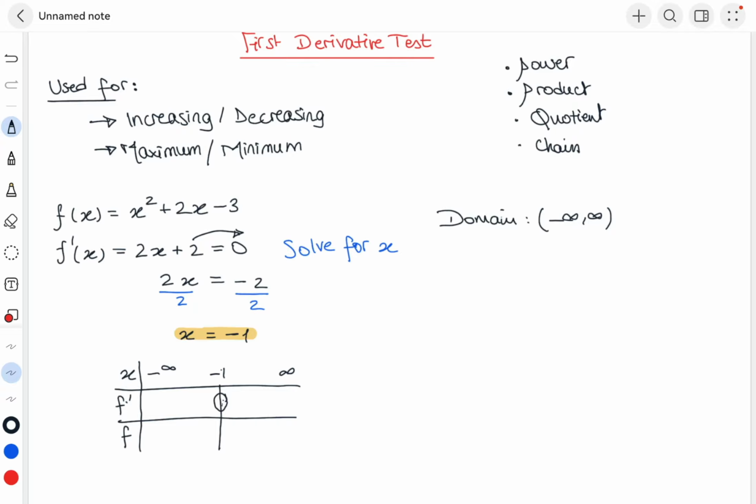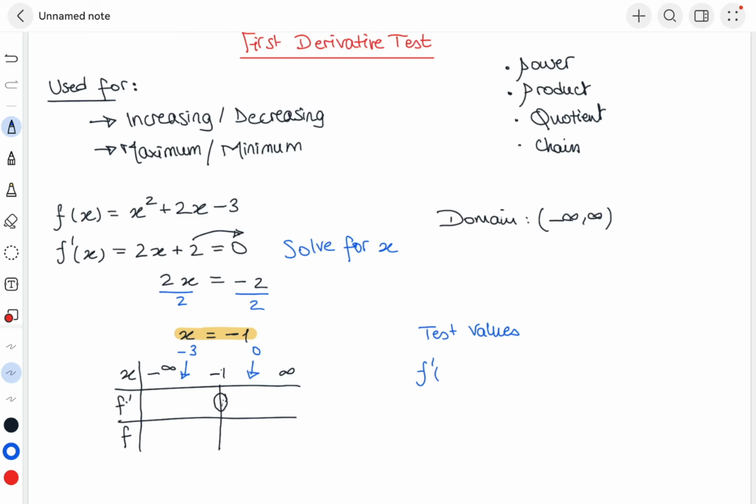Now, we take something called test values. Test values means we take a value between negative infinity and negative 1, and a value between negative 1 and infinity. Let's take negative 3, for example, here, and let's take 0 here. These two values, we replace them in f prime of x, so that we can find if the function is increasing or decreasing. If the value that we get is a negative number, the function is decreasing. If we get a positive value, then the function is increasing.